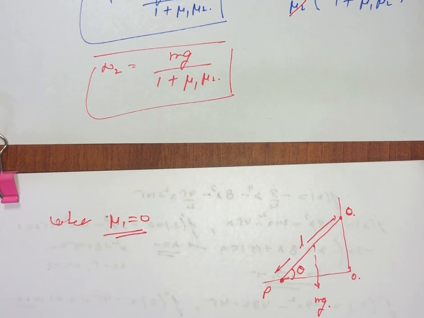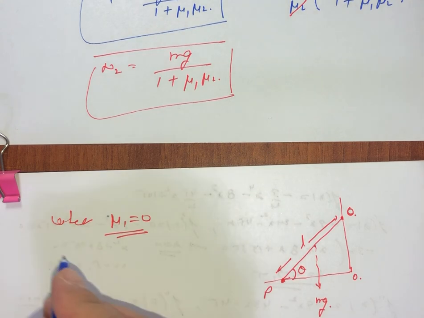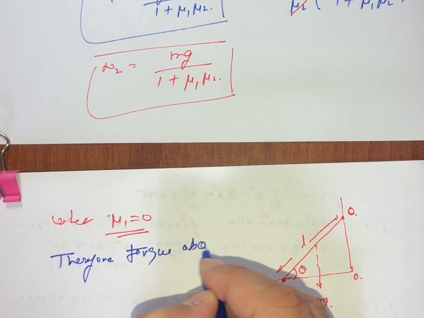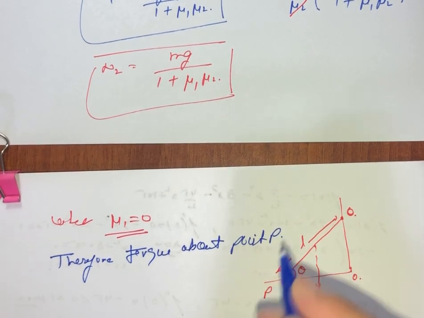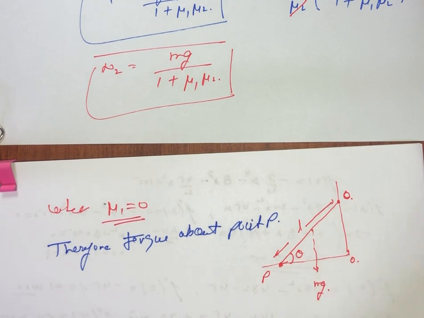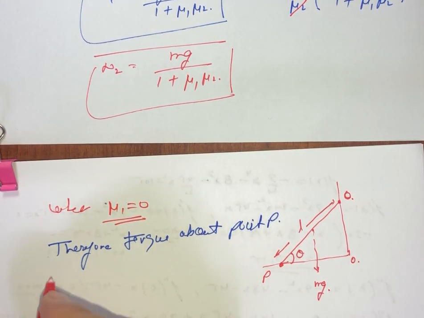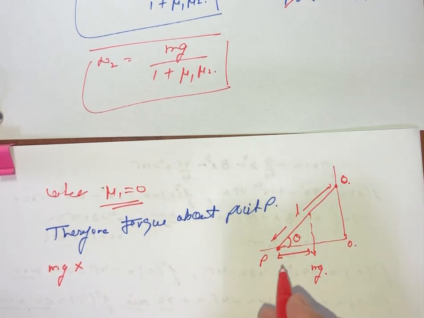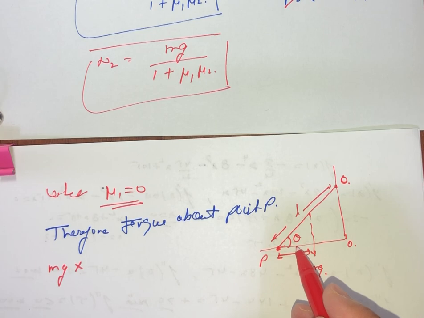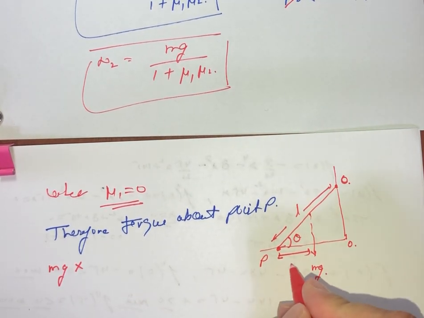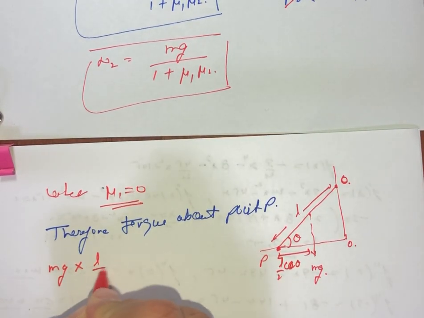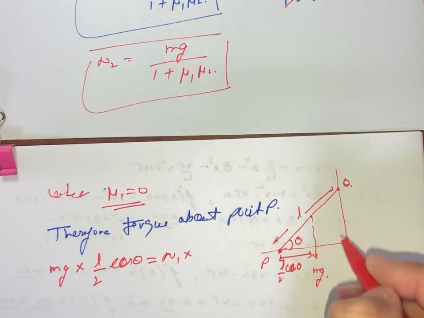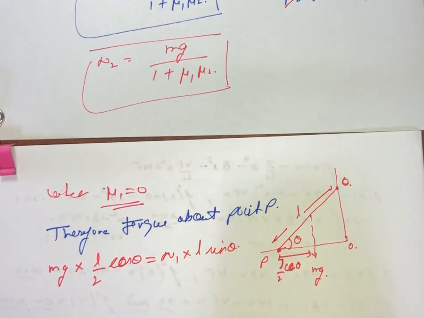So when mu1 is equal to 0, we can find the torque about point P. Therefore, torque about point P can be written as mg multiplied by this distance, and that will be L by 2 cos theta, because this distance will be L by 2. So L by 2 cos theta is equal to n1 multiplied by this distance, that is L sine of theta.